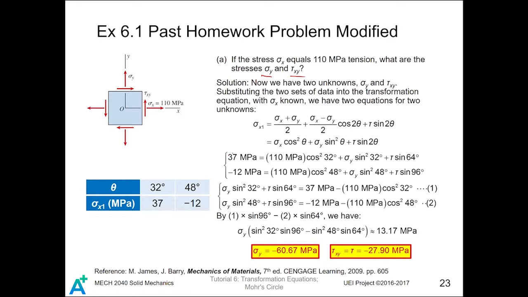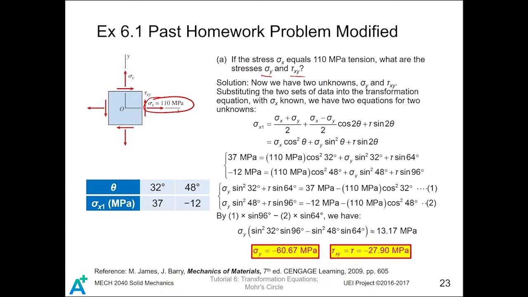First, we put the sigma x1 on the left hand side. Then, since we know sigma x equals 110 MPa, we also know theta, which is 32 degrees, and 48 degrees for the next case. So let's have a look at this transformation equation. It can be rewritten in this form, which is sigma x cosine squared theta plus sigma y sine squared theta plus tau sine 2 theta, where tau is just tau xy.